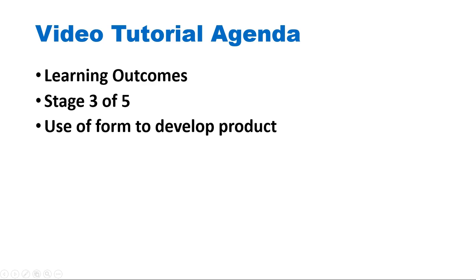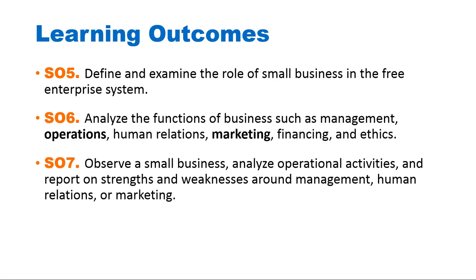In this video tutorial, I'll quickly discuss the learning outcomes and then walk you through stage 3 by using the form to develop the product that you will submit on Canvas. Here are the 3 learning outcomes that we've discussed in the past. Again, you are examining a small business so you can understand how it exists within a free enterprise system. You will then analyze its functions, mainly operations and marketing, and you'll do this through your observation and the submission of a report where you talk about strengths and weaknesses and then offer your recommendations.